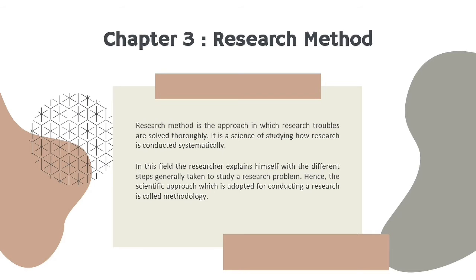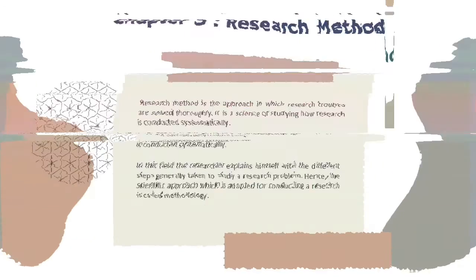In my turn, I will focus on what is research method. As you can see on the screen, research method is the approach in which research troubles are solved thoroughly. It is a science of studying how research is conducted systematically. In this field, the researcher explains himself with the different steps generally taken to study a research problem. Hence, the scientific approach which is adapted for conducting a research is called methodology.